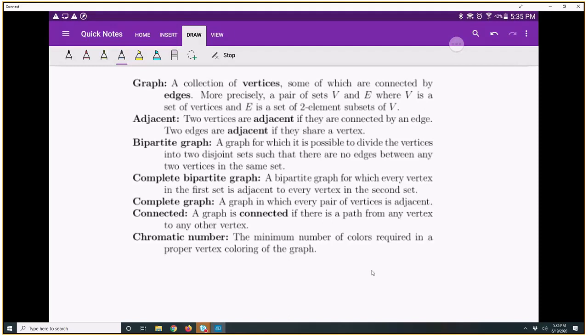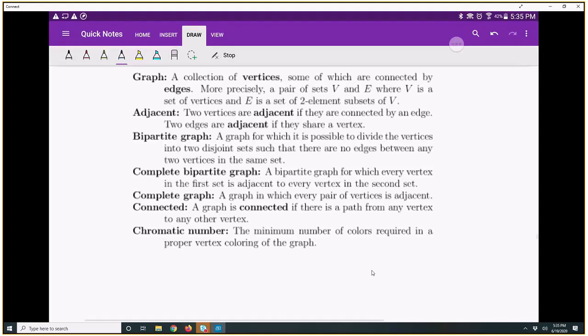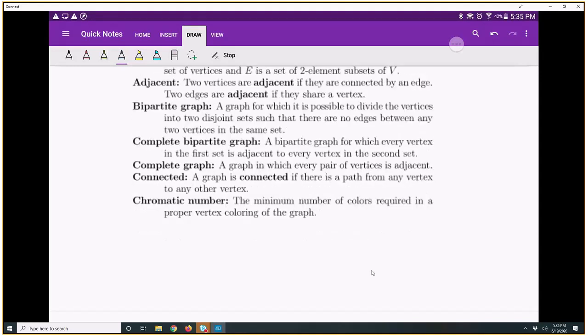So very soon we'll introduce what's called an adjacency matrix, and that will be a matrix that stores this data about which vertices are adjacent. A bipartite graph is a graph for which it is possible to divide the vertices into two disjoint sets such that there are no edges between any two vertices in the same set.